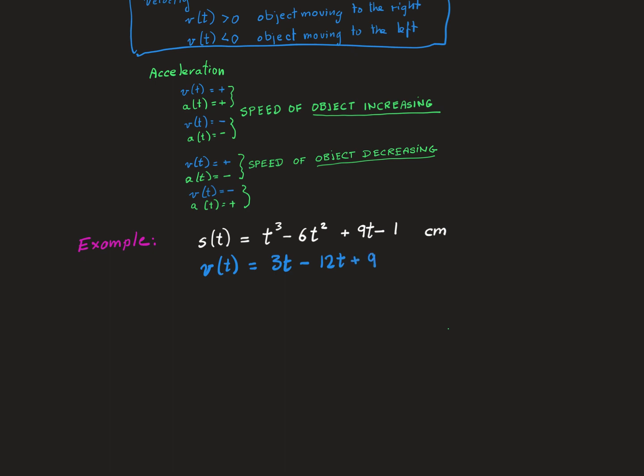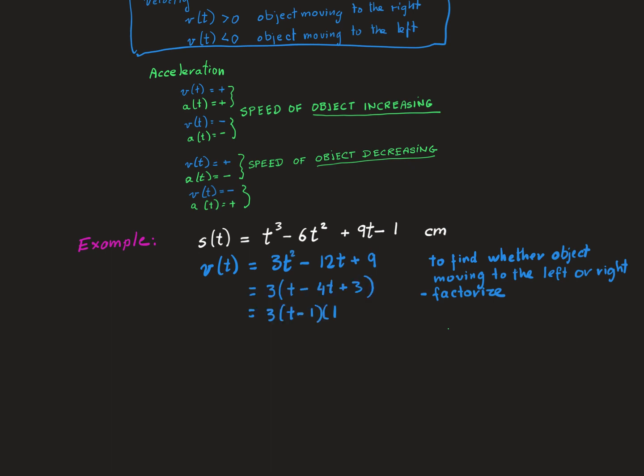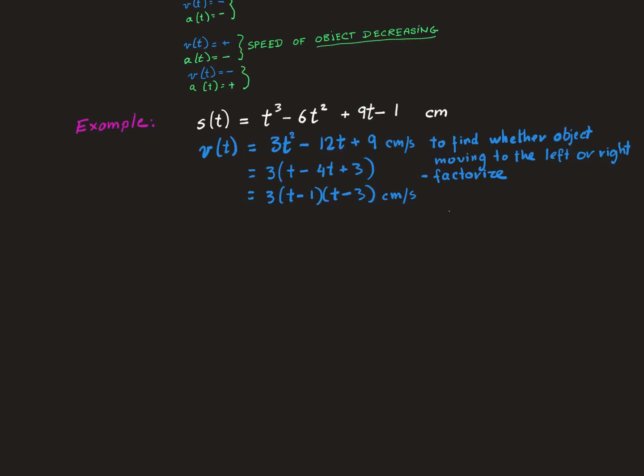And to determine whether the object is moving to the right or to the left, we need to draw a sign diagram. To do that, we are going to have to find the zeros of this equation. This can be done by factorizing, taking out the 3 first of all, and we get 3(t² minus 4t plus 3). Now we're able to factorize further, so we'll find 3(t minus 1)(t minus 3). And this time the units will be centimeters per second. And the sign diagram now can be drawn.